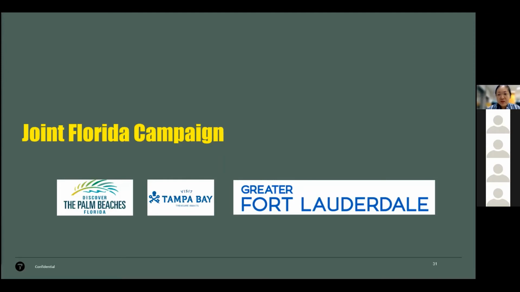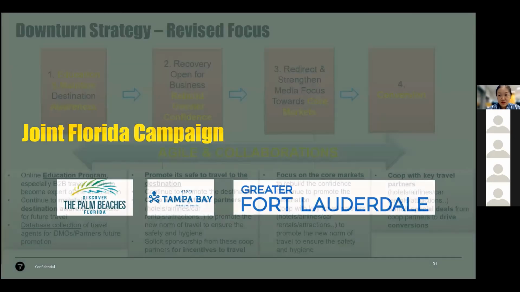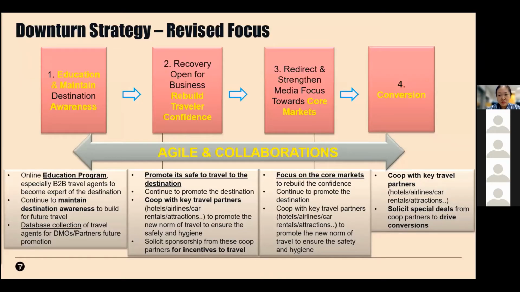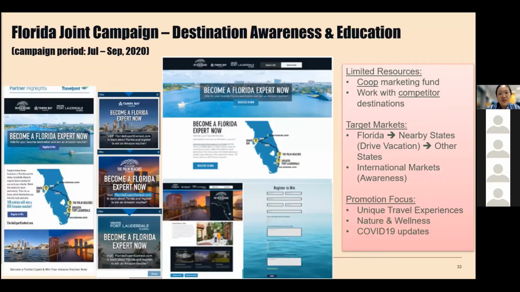For this campaign, each DMO chipped in a small budget, added together, and Travport also solicited some other partners, including hotels, car rentals, airports, and even airlines. We applied the downturn strategy, made use of booking and search data, and launched the campaign phase by phase. We first created an online contest to educate and stimulate travel agents to learn the destination, especially the different drive itineraries and unique travel experiences at the Palm Beaches, Tampa Bay, and Fort Lauderdale.